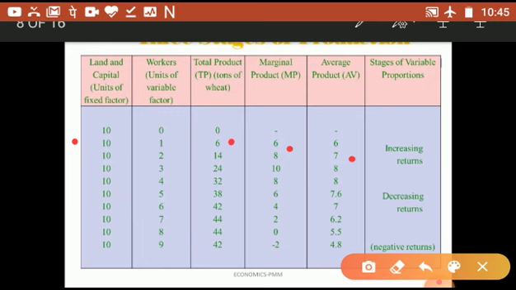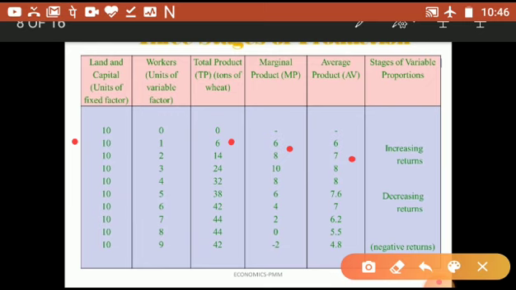Total product is nothing but the total volume of goods and services produced during a specified period of time. And what is marginal product? The addition to total product by employment of an additional unit of factor. I'll repeat it. Marginal product is nothing but the addition to total product by employing an additional unit of factor.